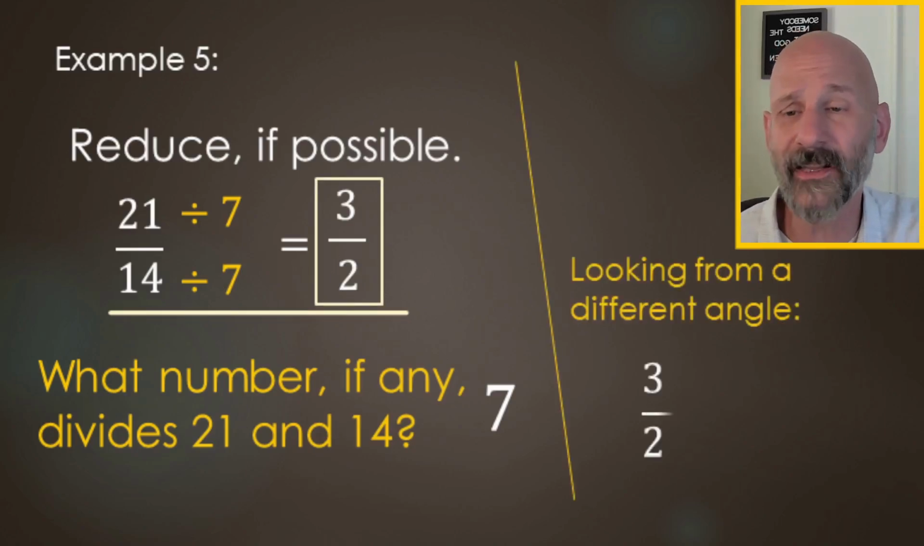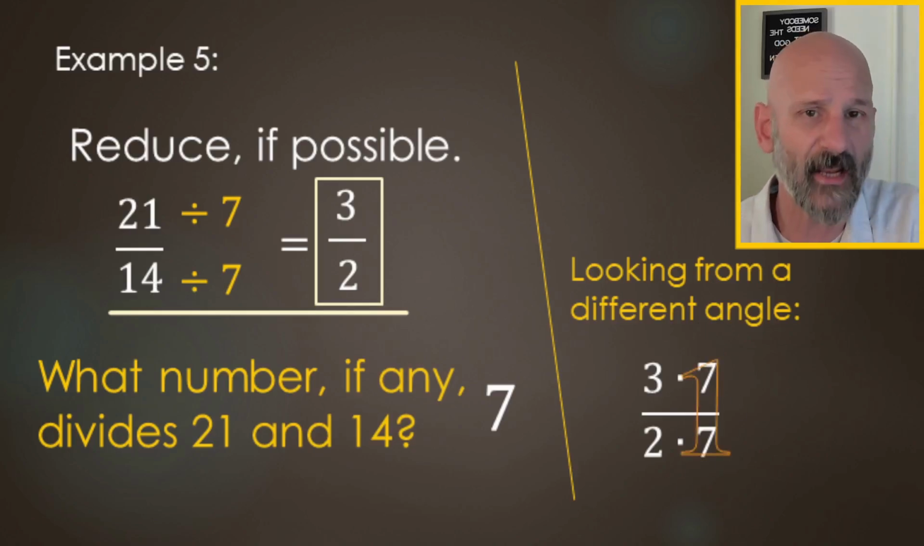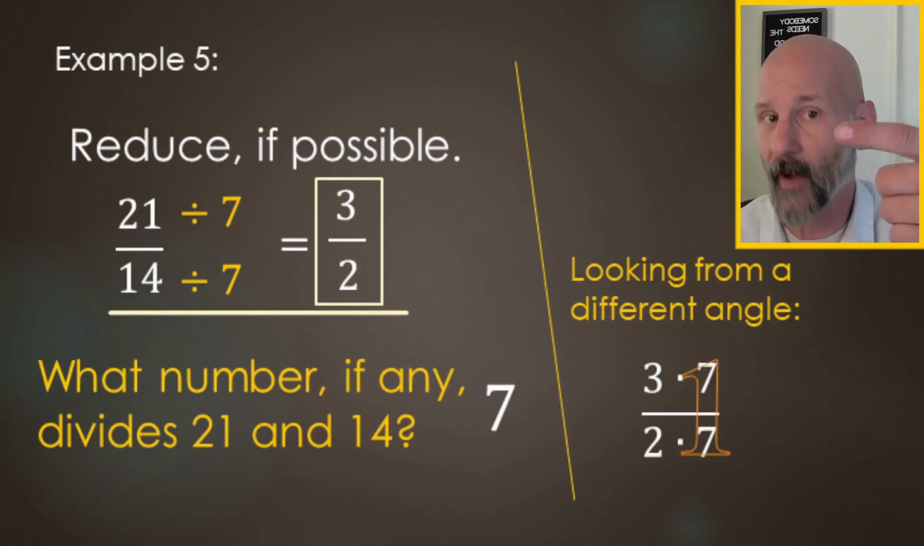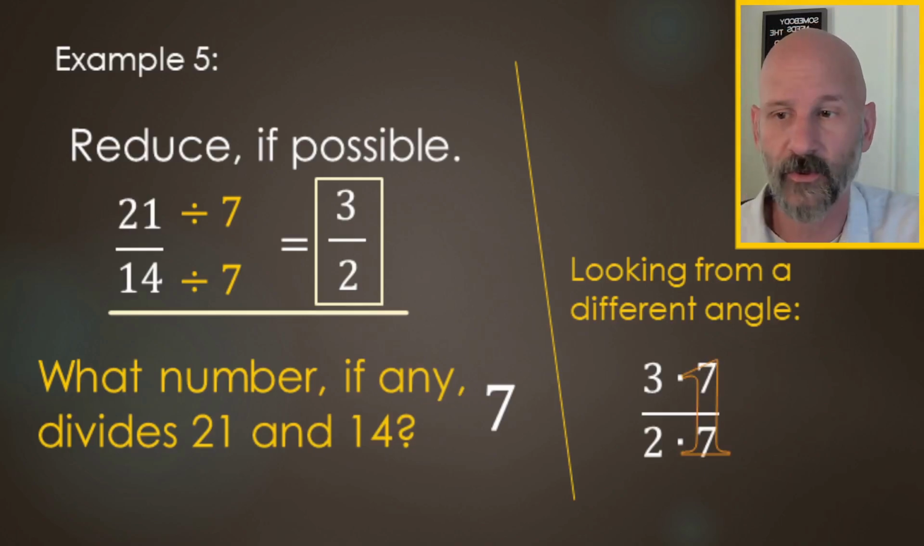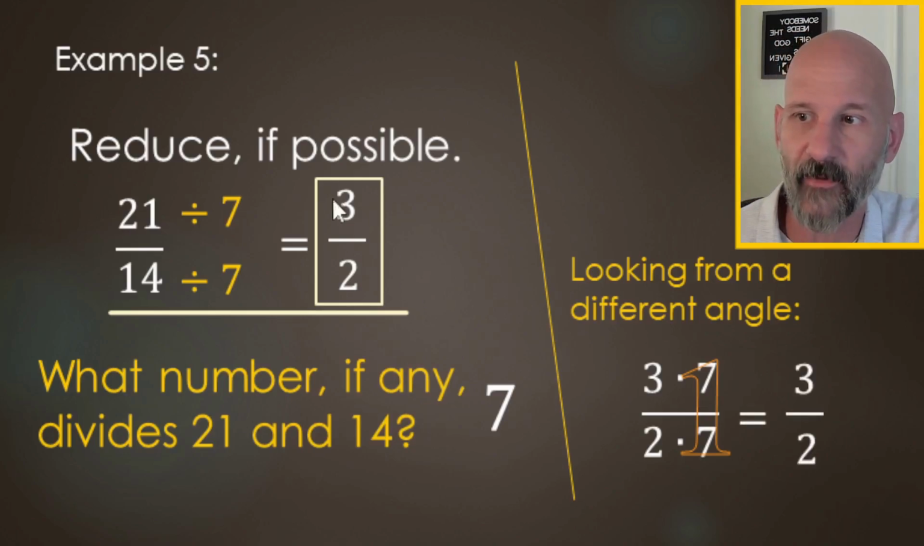Now there's an alternate way of thinking about this, right? So we know that 21 equals 3 times 7 and 14 equals 2 times 7. So we can remove or cancel out these common factors of 7s, right? It's 7 over 7. A number over itself makes 1. So we have 3/2 times 1. Well, that just makes 3/2, same as what we got here.